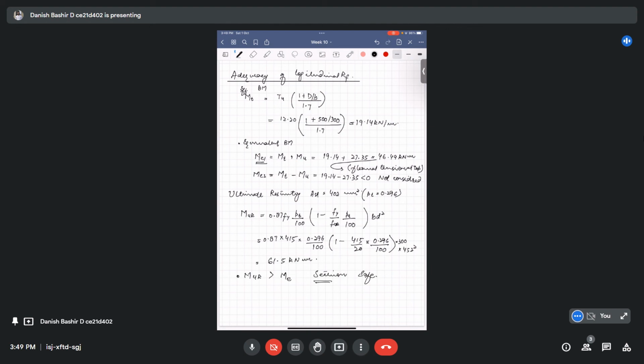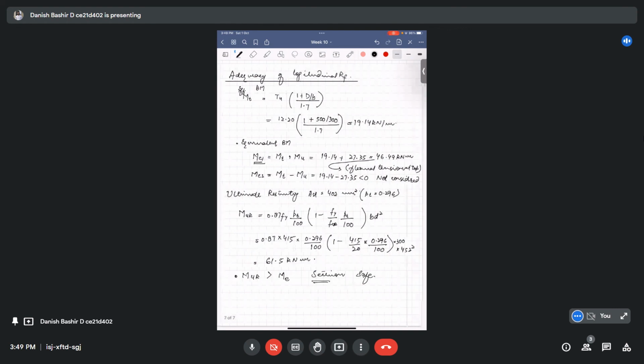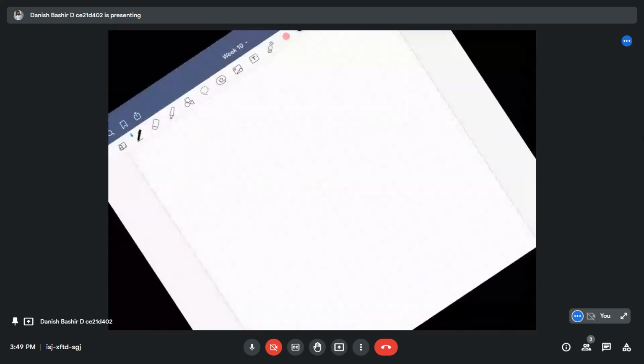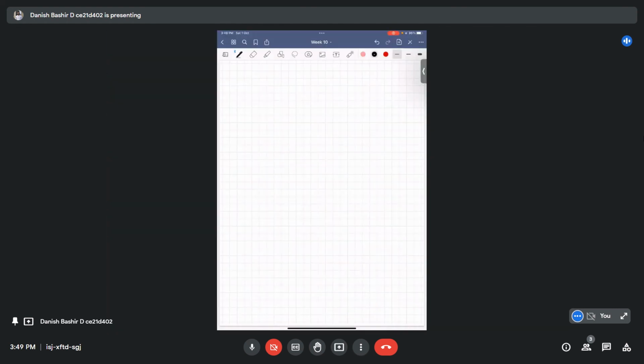Another thing, we will check the adequacy of the transverse reinforcement. As I already showed in the figure, we have provided a two-legged 10 mm stirrup. So we will have Asv as 157 mm square.